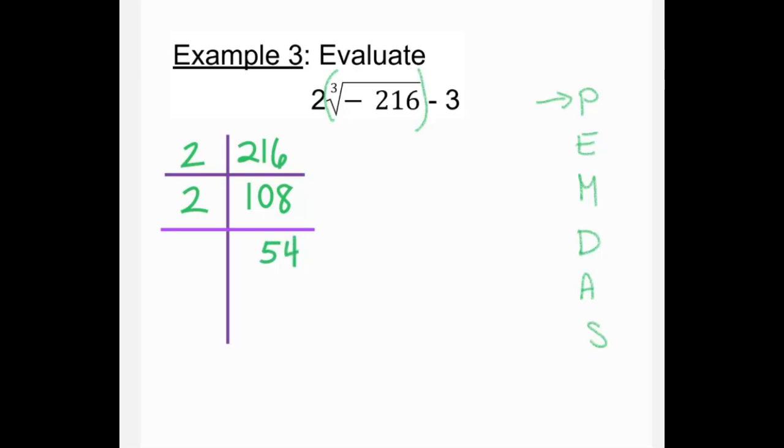Is 54 a prime number? It is not, so we're going to have to do another round of long division. And what is a prime number that would go into 54? We would have to do another round of 2. So 2 goes into 5 2 times.